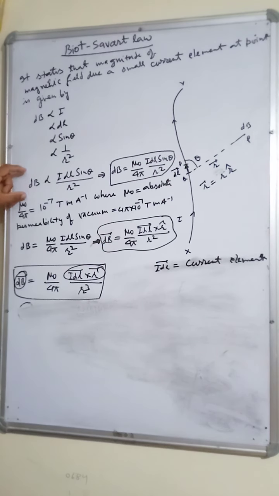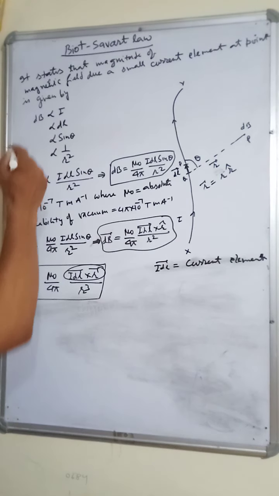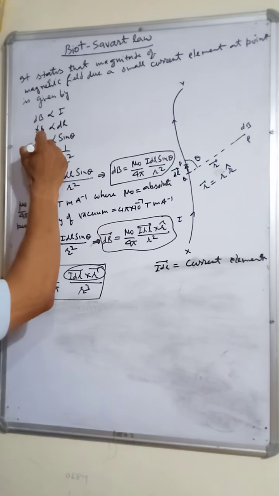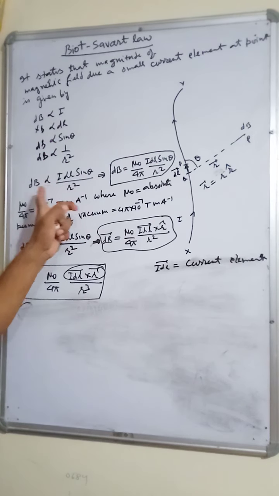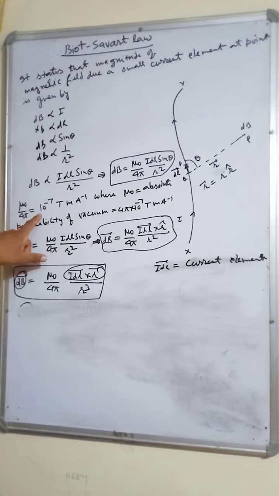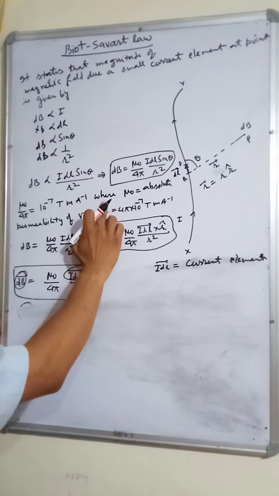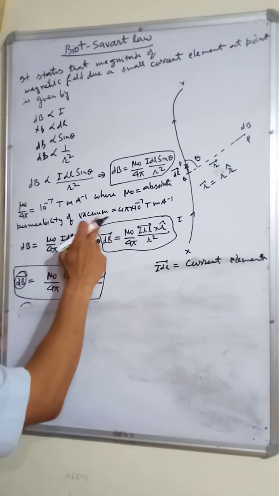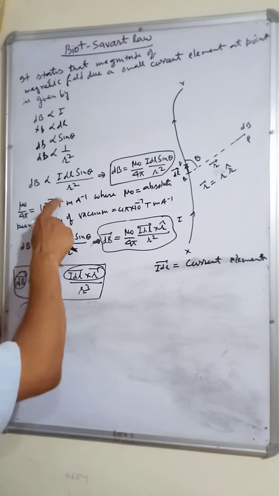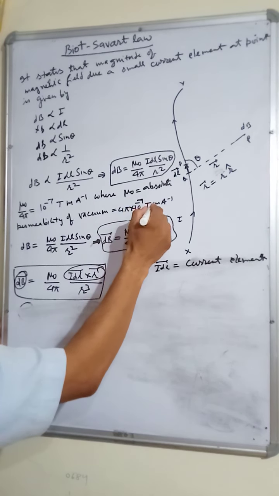Now you combine them, you have dB is equal to Idl sine theta over r square, here we have dl, here we have dB. So you combine them, then you bring a constant mu naught over 4 pi. This mu naught over 4 pi is a constant in magnetostatics, and it is 10 to the power minus 7 Tesla meter per ampere. Basically how to get this unit we can find easily, later on I will discuss. Here mu naught is the absolute permeability of the vacuum, and its value is 4 pi times 10 to the power minus 7 Tesla meter ampere minus 1.